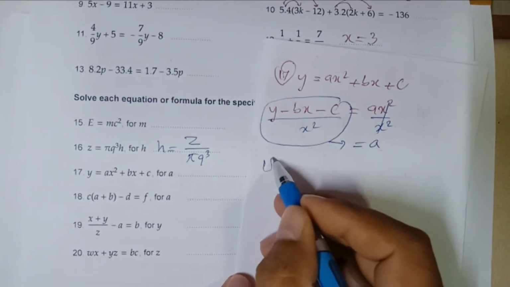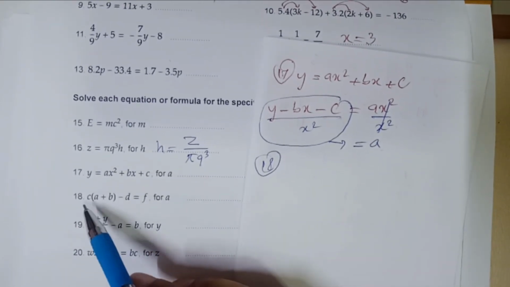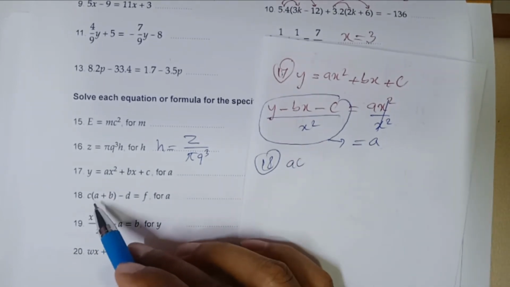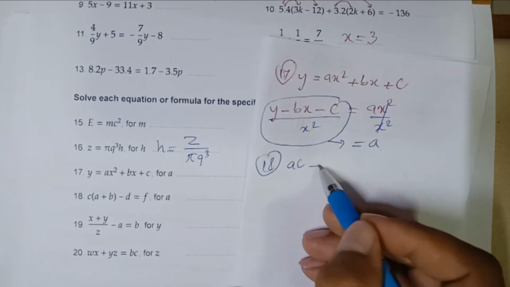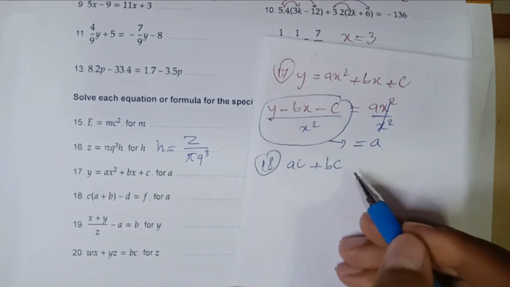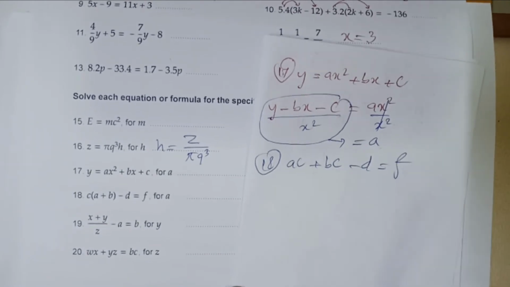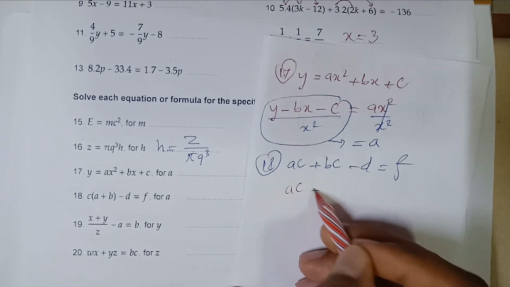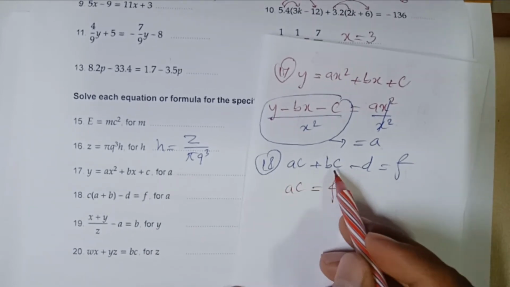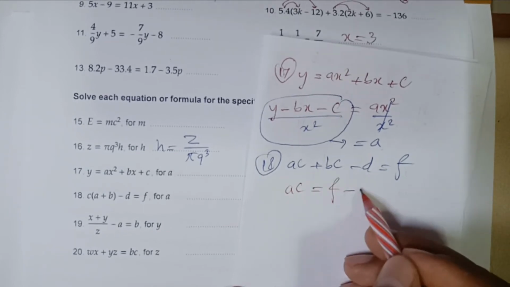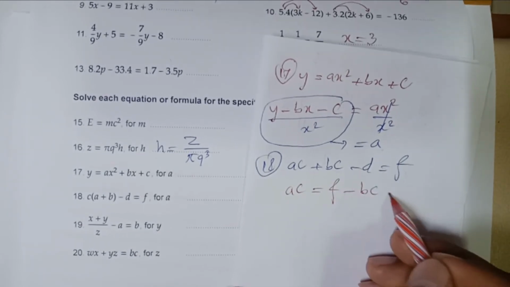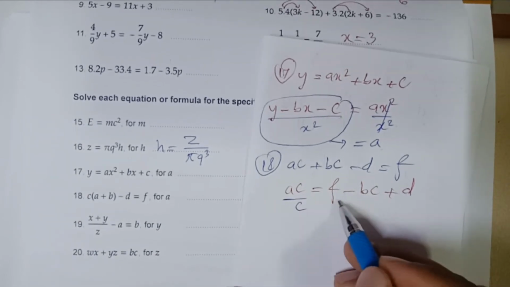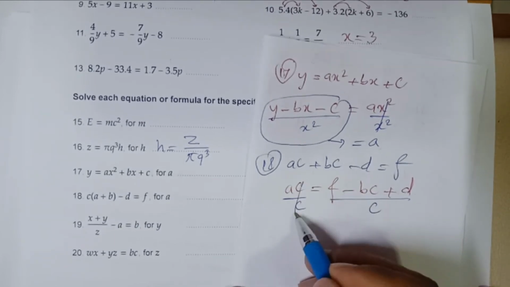So for number 18, let me just multiply it right away. C times a, we have ac. C times plus b, you have plus bc. And then minus d equal to f. Solve for a, alright? So you have ac right here is equal to, put down f first, and then transposing bc. This is plus, become minus bc, this minus become plus d. And to get to a alone, divide by c, divide everything by c.